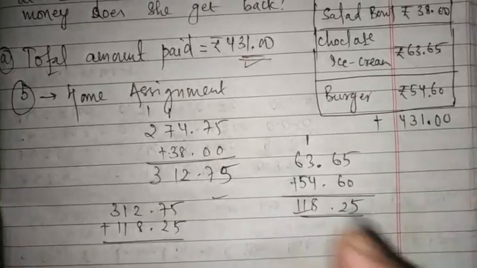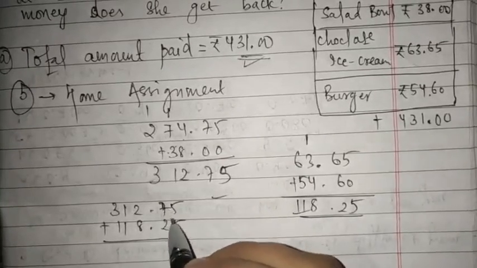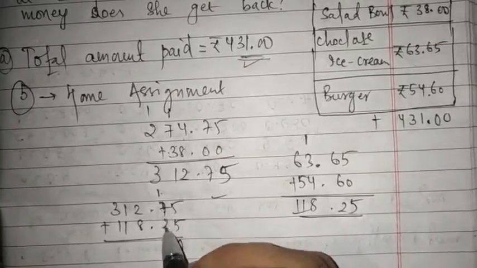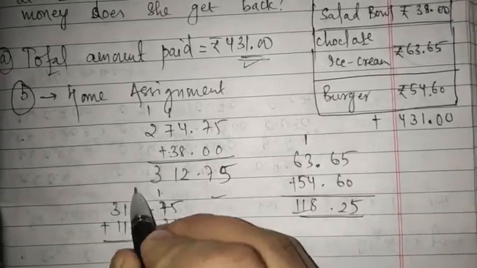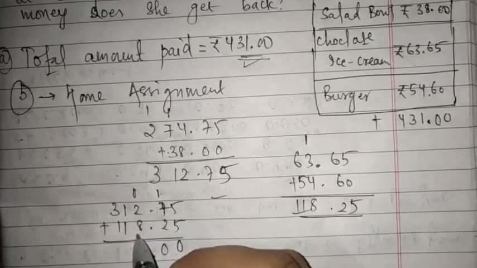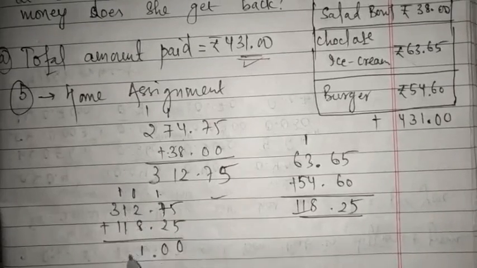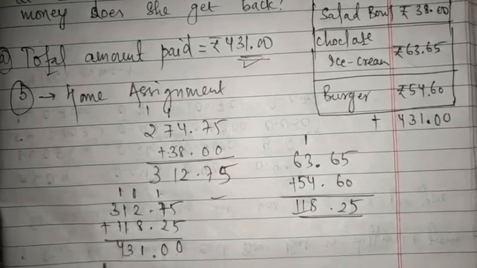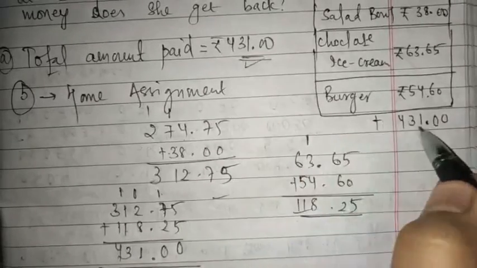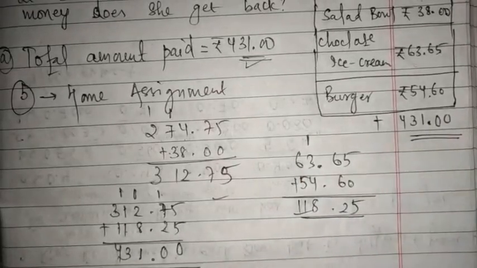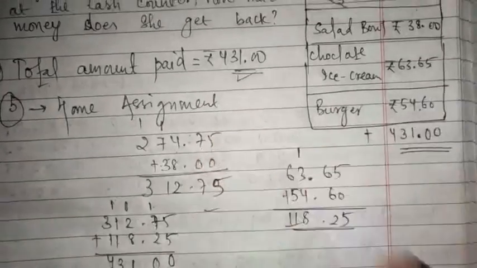You'll get 5 plus 5 is 10, 1 in hand, 7 plus 1 is 8, 8 plus 2 is 10, 1 in hand again. 1 plus 2 is 3, 3 plus 8 is 11, 1 in hand again. 1 plus 1 is 2, 2 plus 1 is 3, 3 plus 1 is 4. You got the answer, 431. If you are having a problem, then you may do it this way also.